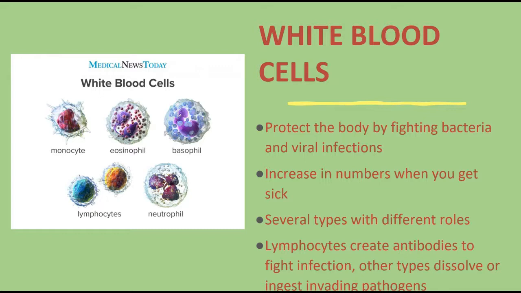There are several different types of white blood cells, and they're listed over there to the left, and each of them has a different role. Lymphocytes create antibodies to help fight infection in your body. And then other types of white blood cells actually dissolve or ingest the invading pathogens. So, just an interesting little fact there. We're not going to go into that much detail about what each and every single one of them does, but there's just a little tidbit. The lymphocytes are what create those antibodies.